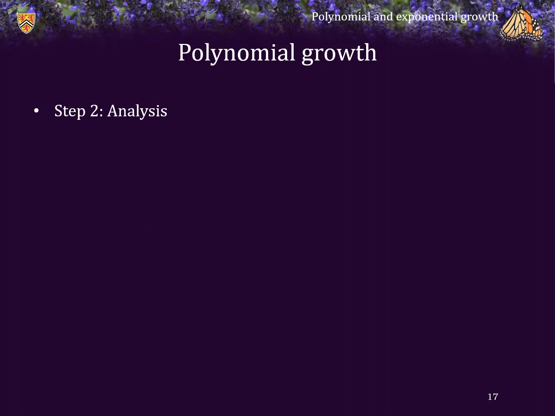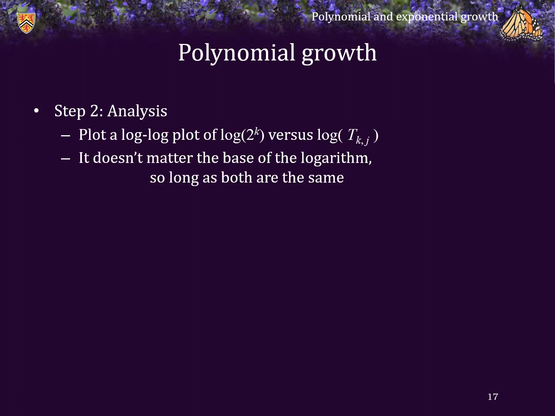The next step is the analysis. What we will do is a log-log plot of n versus t. That is, we take the logarithms of each of the n values and the logarithm of each of the runtimes. It doesn't matter what the base of the logarithm is, so long as you use the same base for both n and t. We're going to be using a base 2 logarithm because we have explicitly chosen the values of n to be powers of 2.